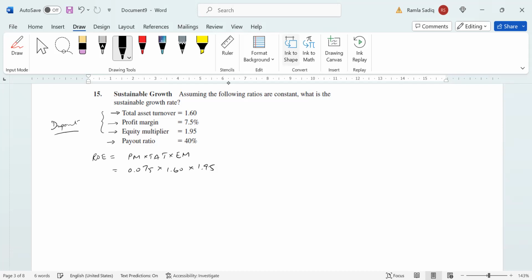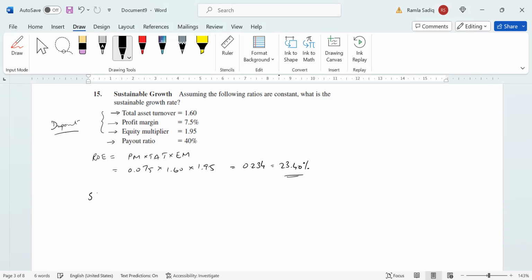And so putting that into our calculator, we get 0.075 multiplied by 1.6 multiplied by 1.95. And we get a return on equity of 0.234 or 23.40%.